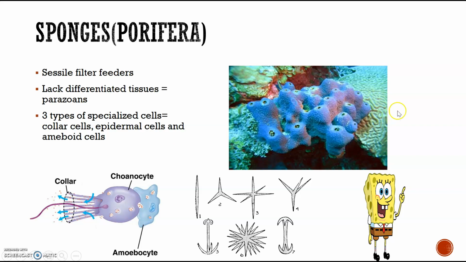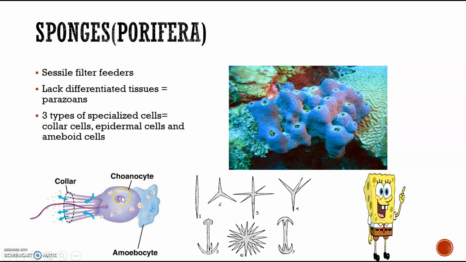They are sessile filter feeders, meaning that they are attached to the bottom, they don't move, they circulate water through them to feed. They don't have any differentiated tissues, so they are considered parazoans. They have three types of specialized cells. All right, one of them are the epidermal cells that form the outside coatings on the animal.